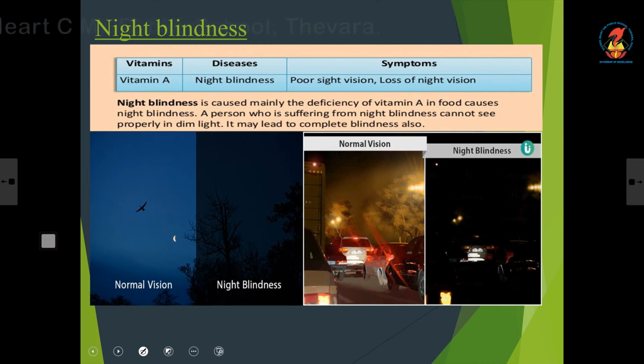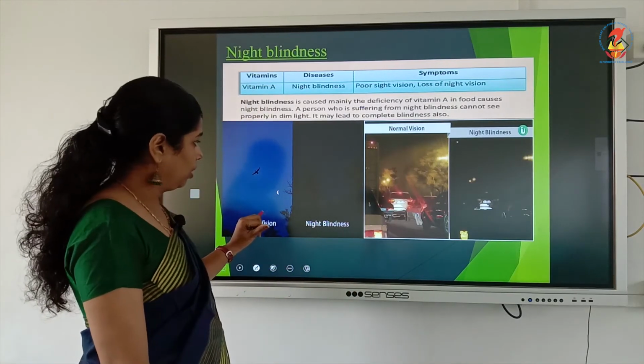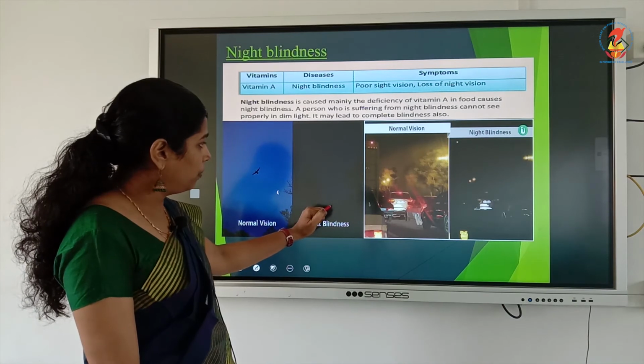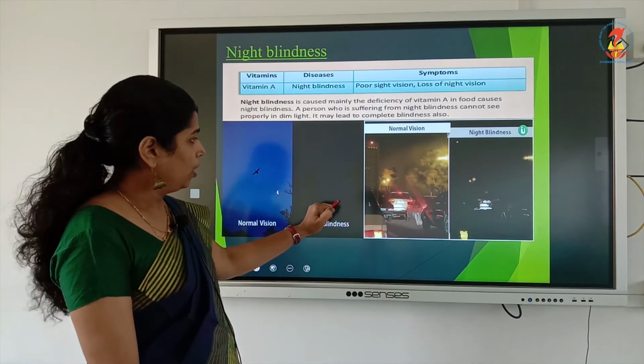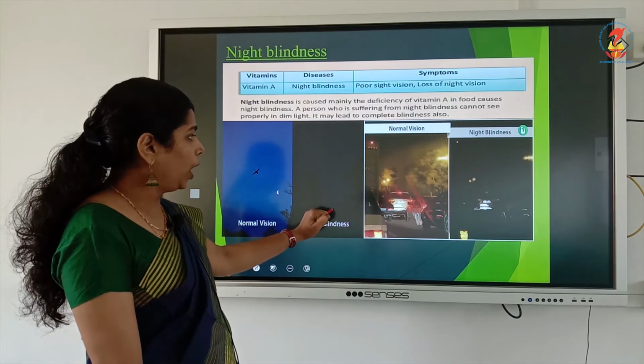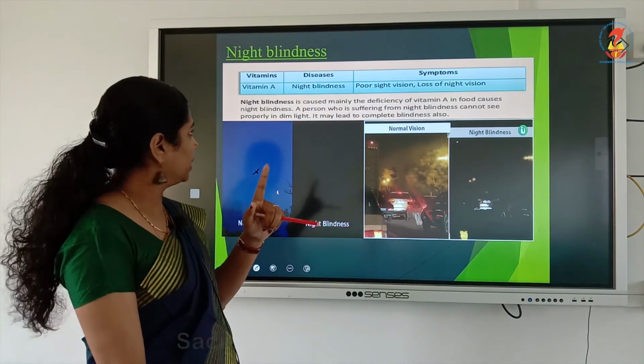A person who is suffering from night blindness cannot see properly in dim light. This may lead to complete blindness also. So, this one is a normal vision. For a person with night blindness, it appears to be like this. The reason is that he will not be able to see in dim light.